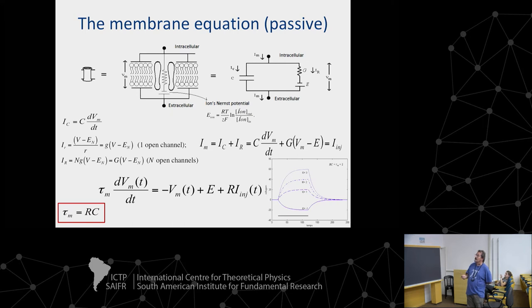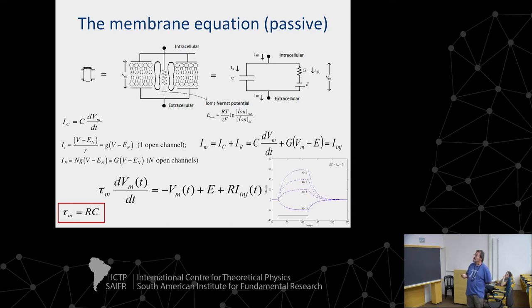The E is the same for all, so you just add them. That's why people like to use the conductance instead of the resistance. So you just add the conductances. So G is the sum of all the conductances of all the ion channels of a given ion in the membrane. So the basic equation for the resistive current is the conductance times voltage minus the Nernst potential, or the equilibrium potential for that type of ion.